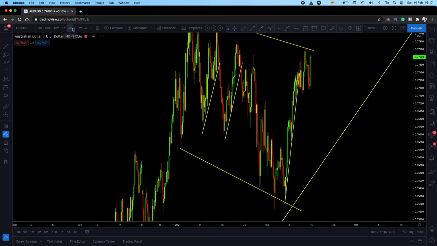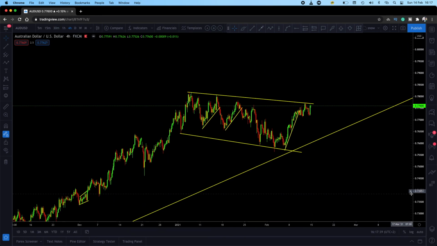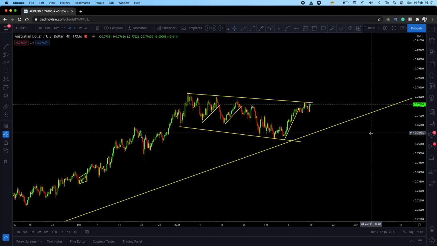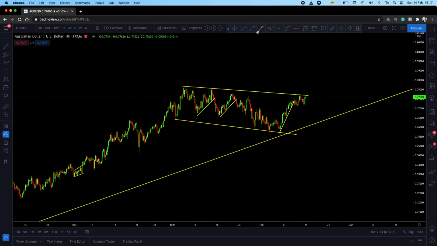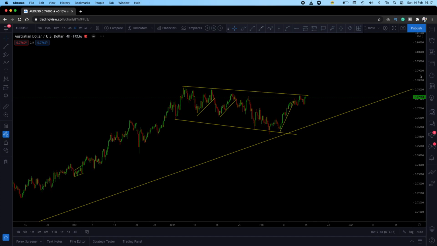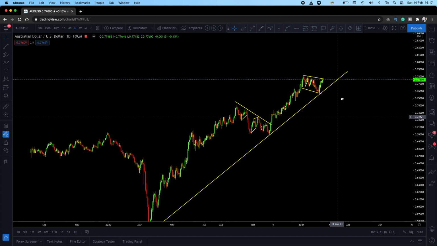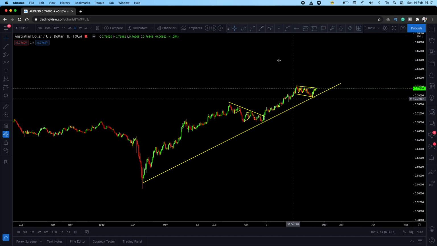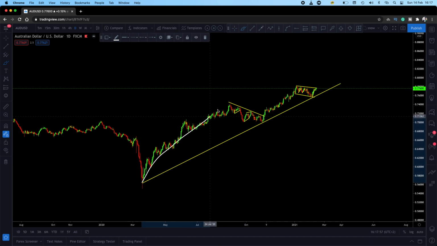Let me go to a 4-hour time frame. This is a 4-hour time frame. The way it looks, okay, let me go to a daily first and look at the bigger structure. So this is the bigger structure. You see how the bigger structure looks. It pushed up, it came back to this trend line, it pushed up again, it came down to this trend line. It might push up like this and come down here again.